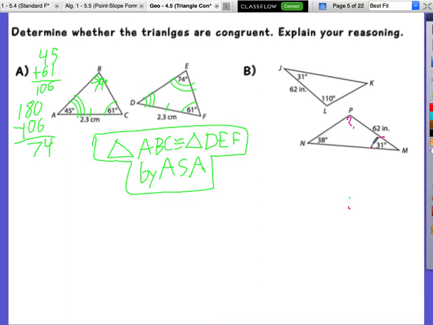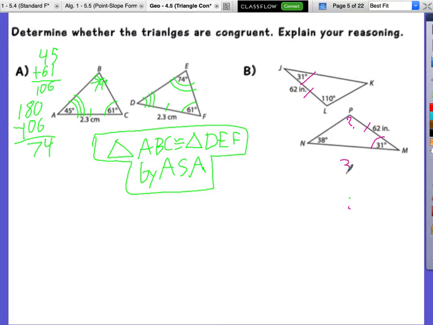She noticed that 31 degrees is congruent to 31 degrees, and 62 is congruent to 62. These sides are congruent, JL and PM. Okay? So she noticed angle M and angle J are congruent, and side JL and side PM are congruent. She said, hey, we need one more angle. As a matter of fact, we need angle P, because that would make this side PM included, because both angles would be touching that side.